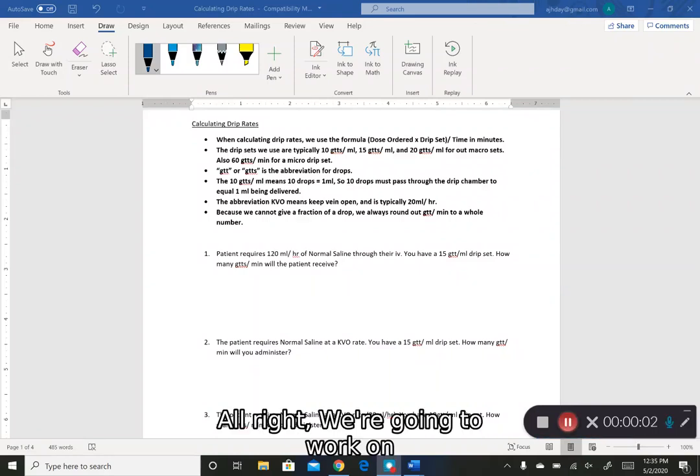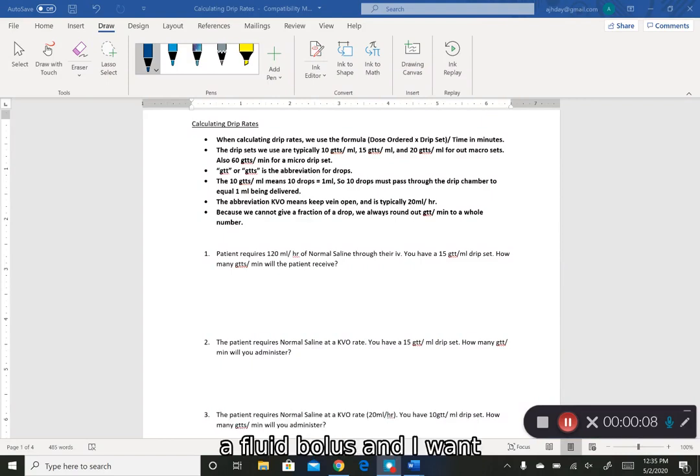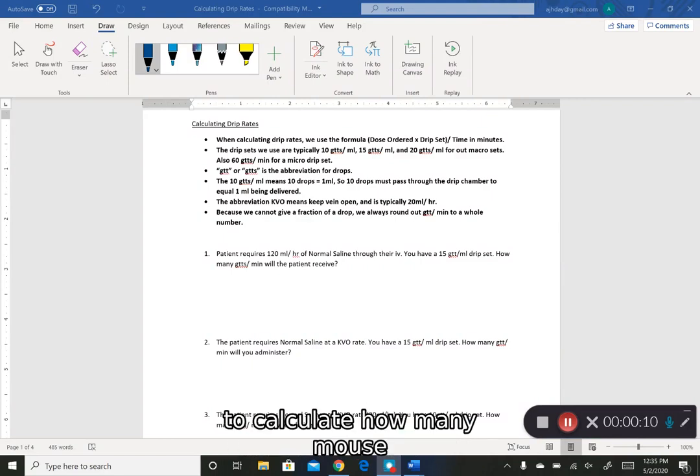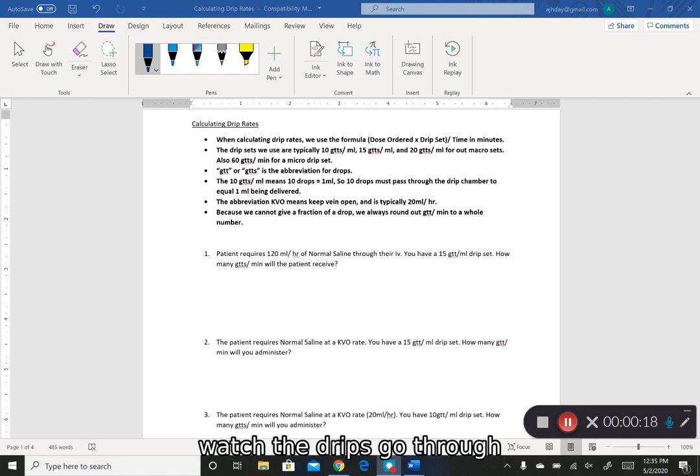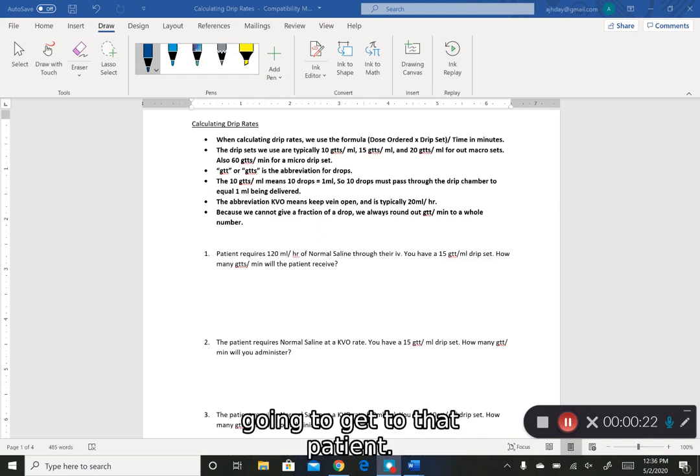All right, we're going to work on our next math formula, which is calculating drip rates. So this is if I'm giving a patient a fluid bolus, and I want to calculate how many mLs or how many drops per minute that I'm going to give. So if I don't have an IV pump, I'm actually needing to watch the drips go through the drip chamber to calculate how much I'm going to give to that patient.